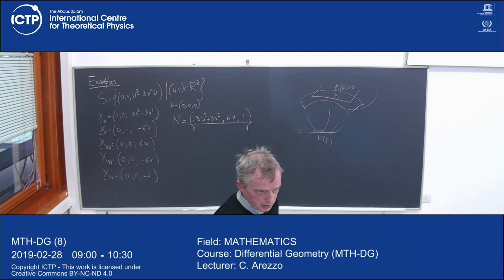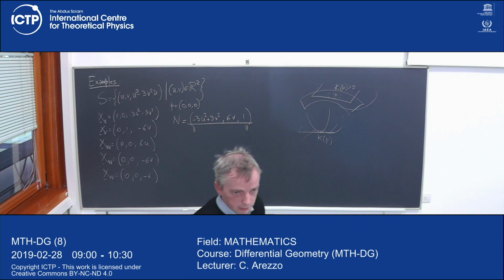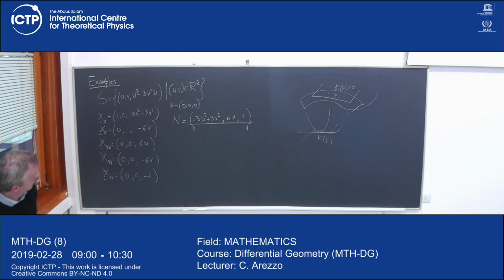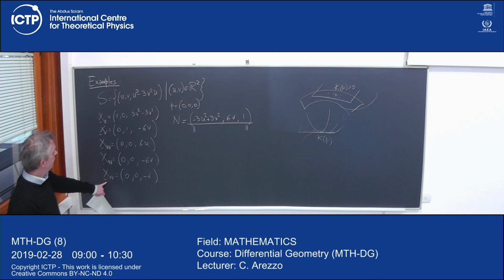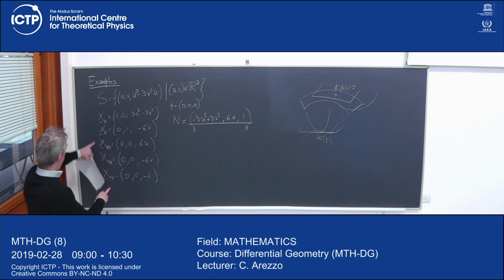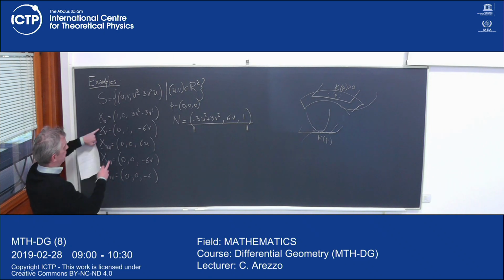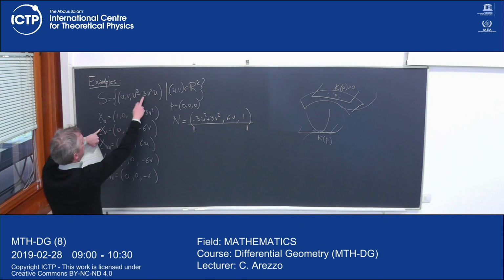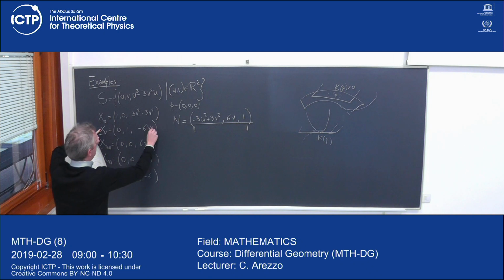It's possible I'm making mistakes. So x_v is (0, 1, minus ...). The last one, yes. It's x_v, x_v: 6b minus... the mistakes come from x_v. x_v is (0, 1, minus ...) because there it's 6uv. Oh, 6uv, you're right.